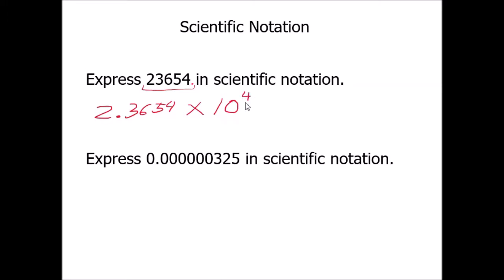Well, it's going to be fourth, right? If I multiply times 10 to the fourth, I'm going to move the decimal point 4 places over, and I'm going to get back what I started with. So that is my number in scientific notation.